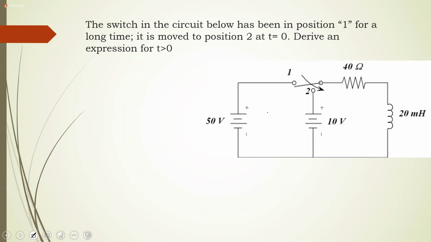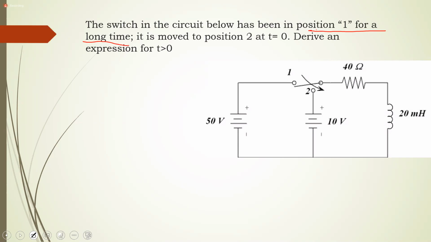So with the switch in position 1, note what it says. The question tells you that it is in position 1 for a long time. What does that mean? What does that imply? Anybody? T tends to infinity. So the inductor is now a short circuit, which means that we have a steady state situation, yes? Yes, sir. Good.